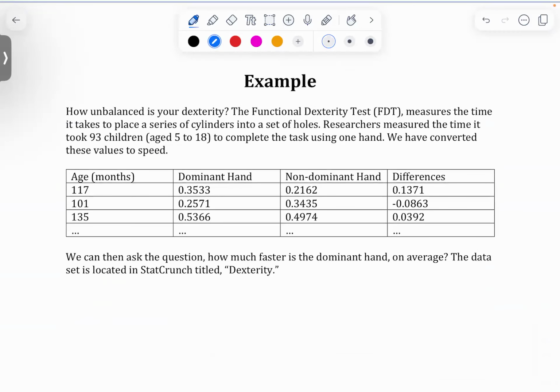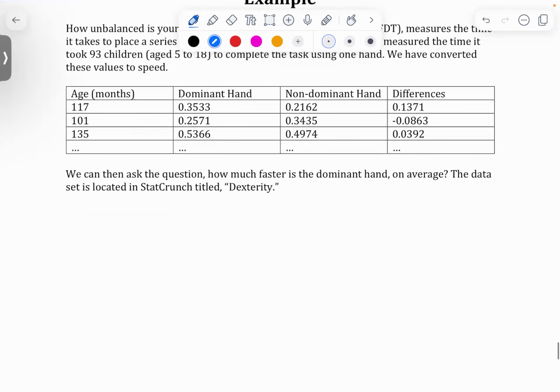Let's go back to our dexterity example. The question straight out asks, how much faster is the dominant hand? Logically, a person's dominant hand, the reason it is titled that, would be faster. If it is faster, that means it has a higher speed, and that means most likely this is sample one.